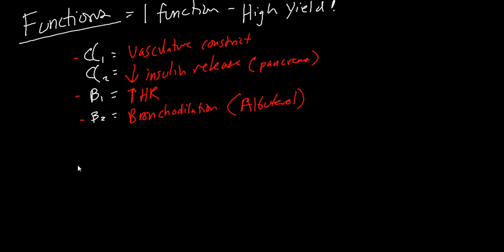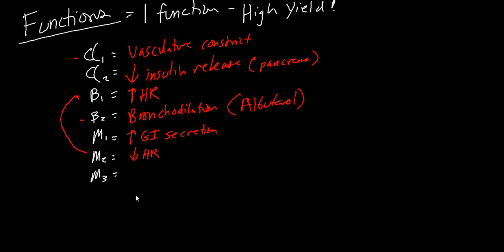Okay, so we'll continue on. We've got M1, M2, M3. Remember, you want to kick yourself, QIQ, if you're in medical school. M1 is pretty much going to increase GI secretion. M2, you're going to think decrease heart rate. It'll be the opposite of beta 1, so I'm just going to draw a little line there. And then for M3, remember a lot of functions, however, we're going to think parasympathetic. Just think parasympathetic picture.